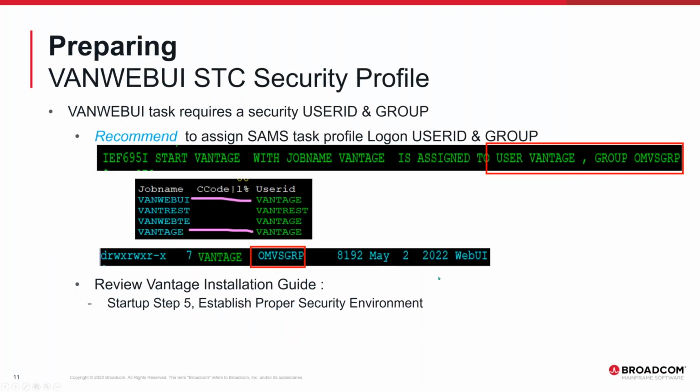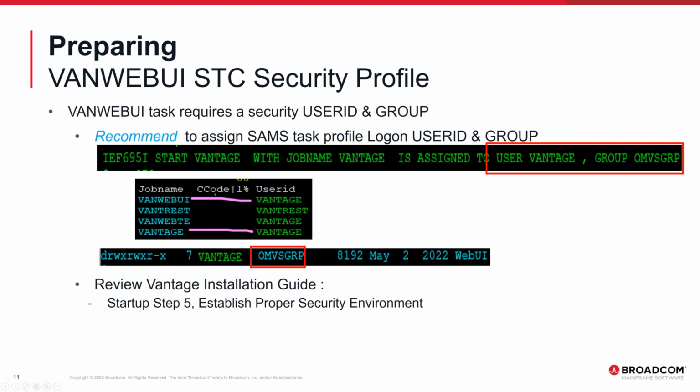And then the Van Web UI started task. Because you already have the SAM's procedure started task security profile, I highly recommend using the same profile and assigning it to the Van Web UI started task. That'll allow you to not have to open up another ticket to get another security profile, and all the pertinent security is already there in SAMs. And so all you need to do maybe is a few more things.